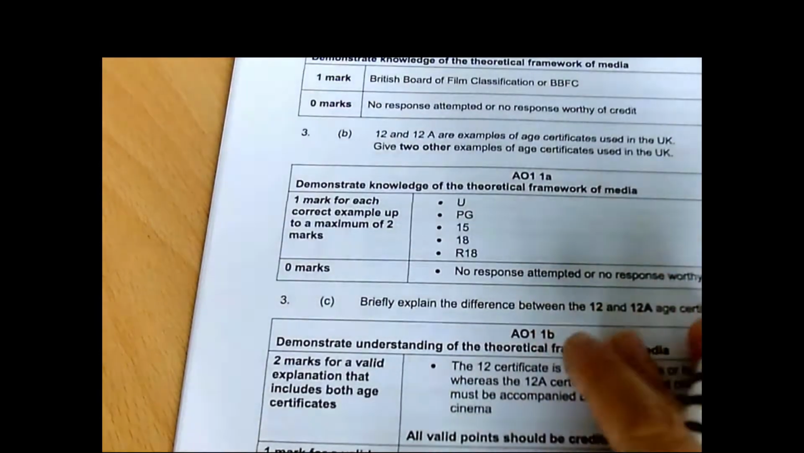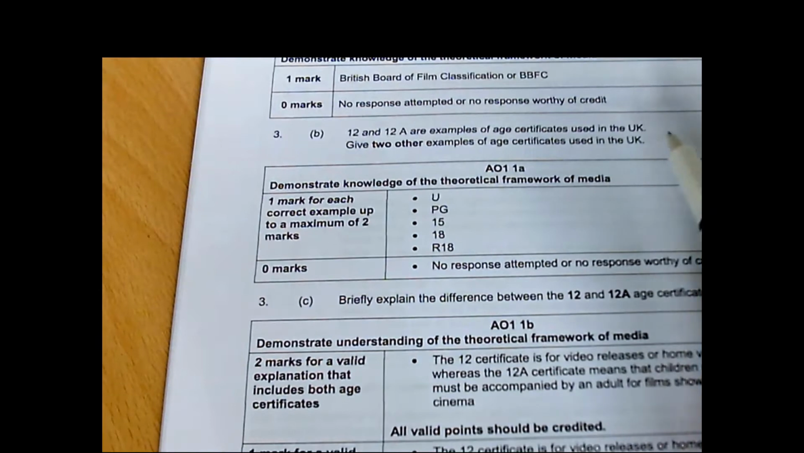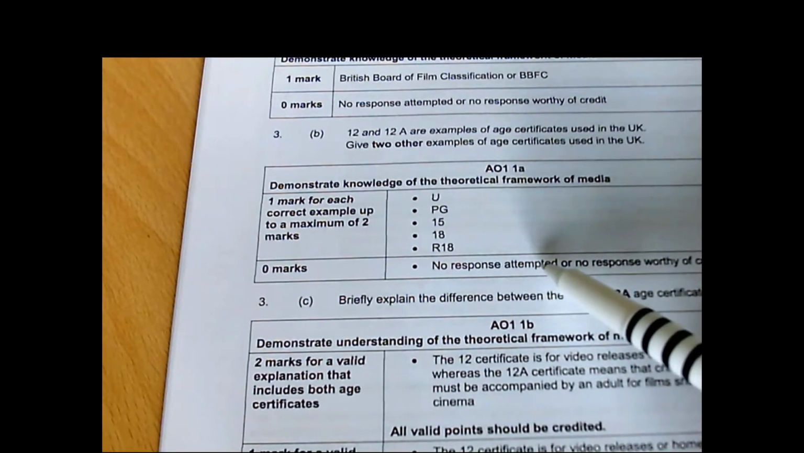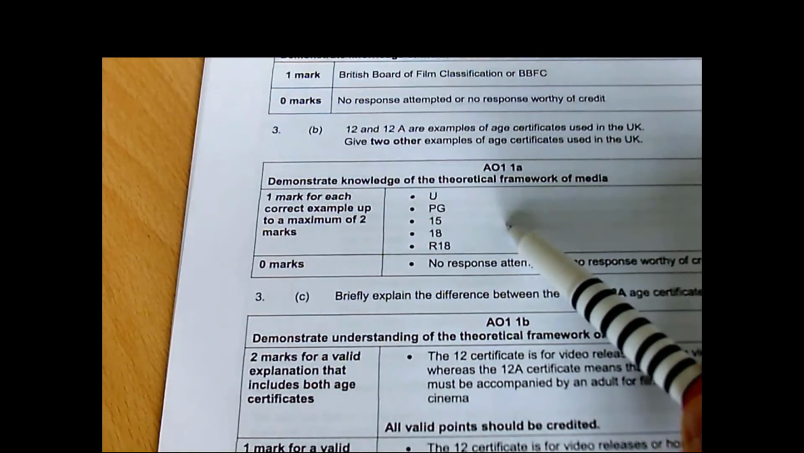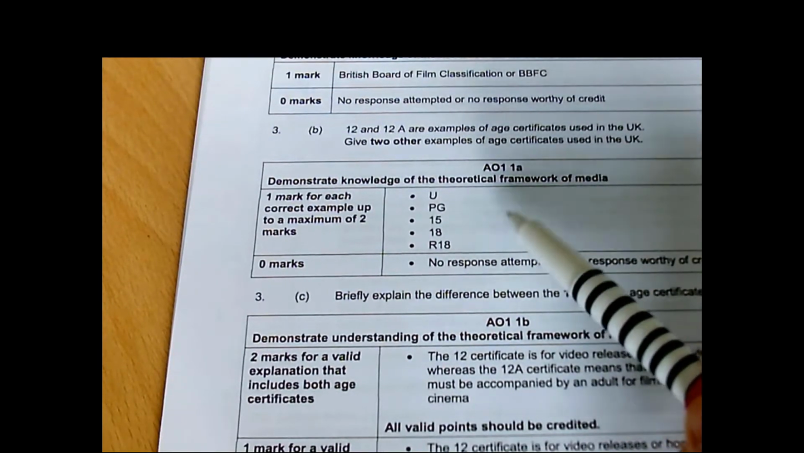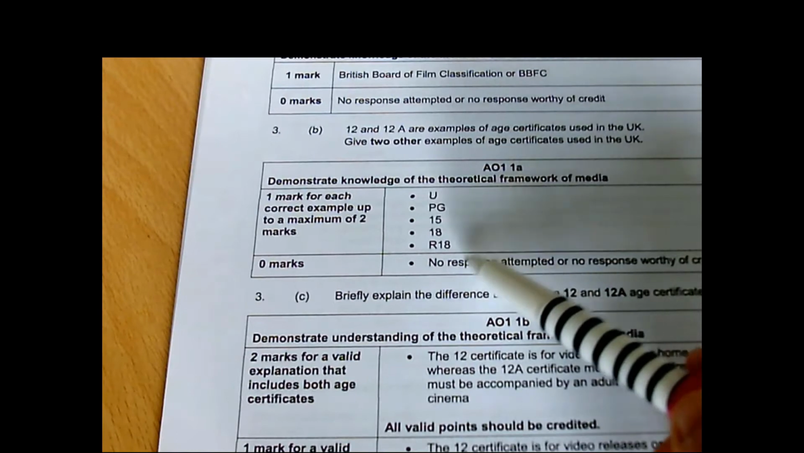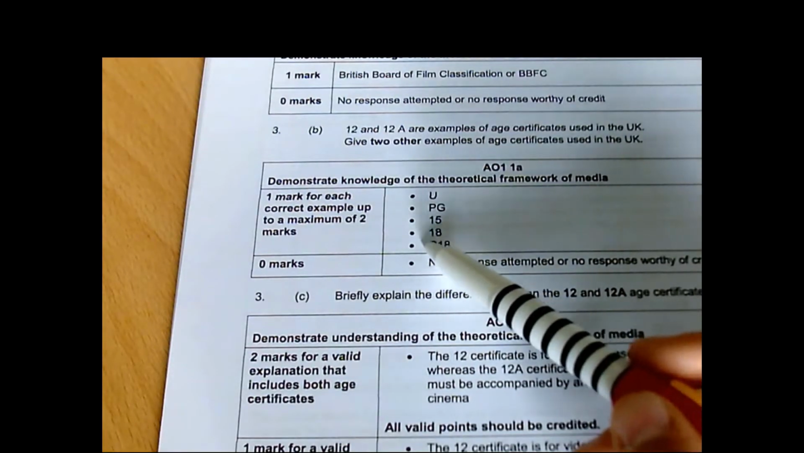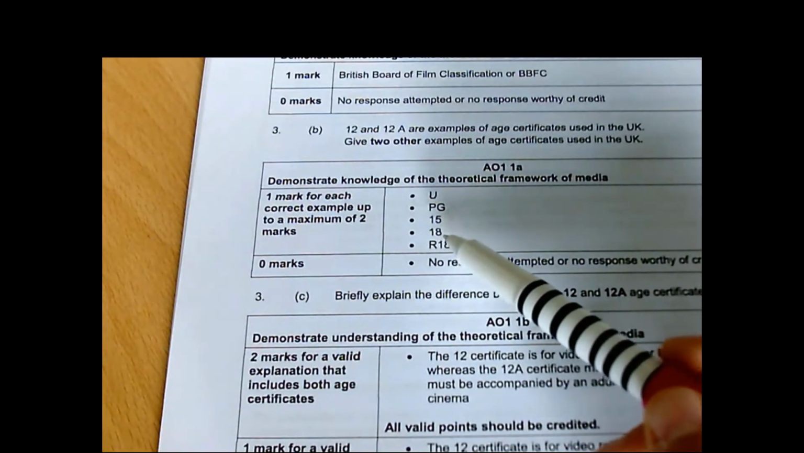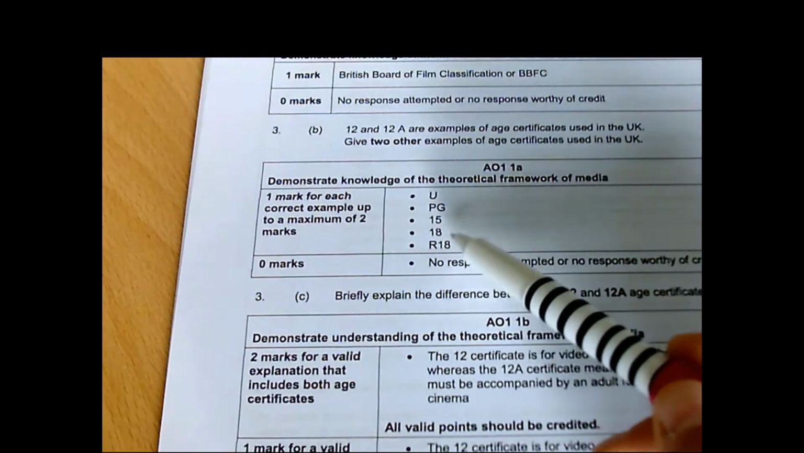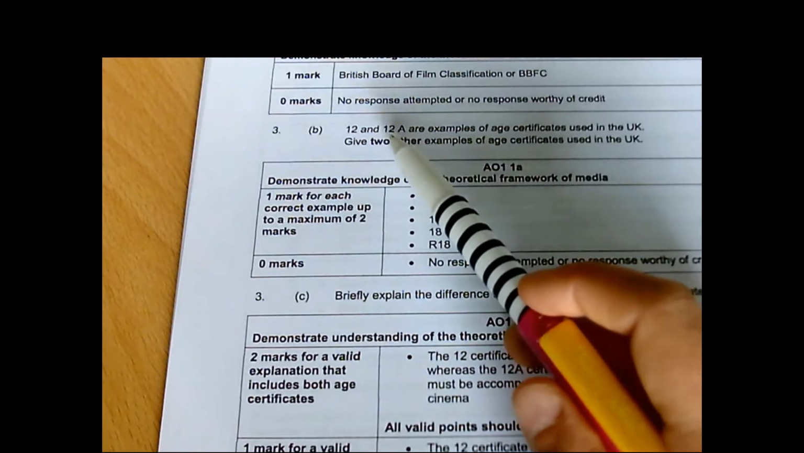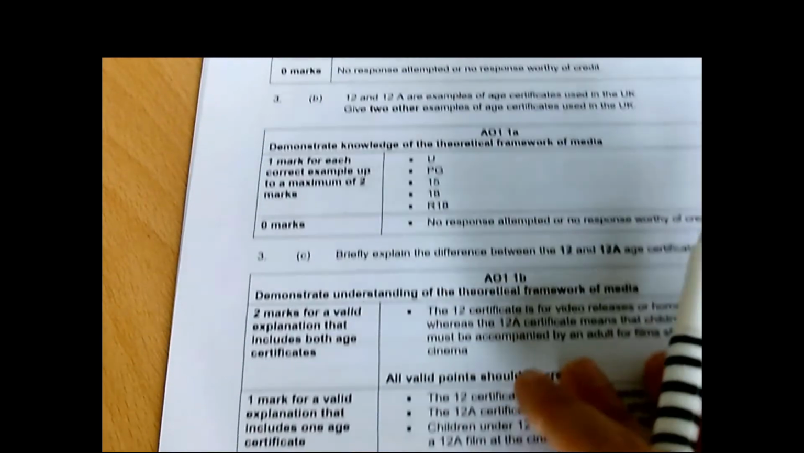Okay, for 3B, give 2 other examples of age certificates. Again, you either know them or you don't. If you only give 1 from this, you're only going to get 1 mark. Interestingly, you can mention R18 as well, which is typically the rating that's given for porn. You can mention that in here as well. That's fine. But don't mention 12 and 12A.